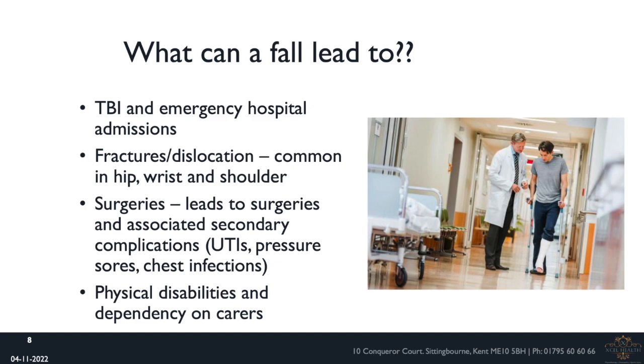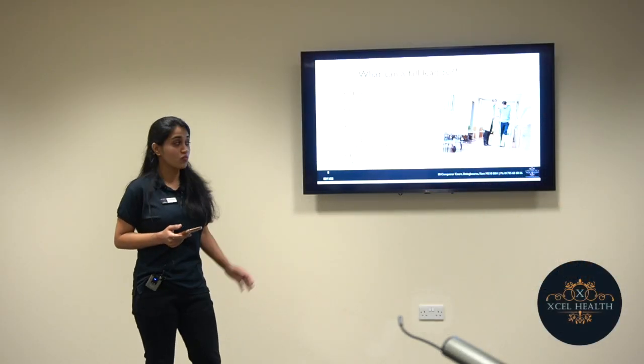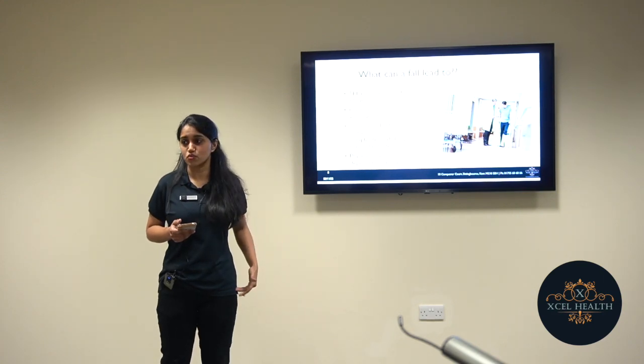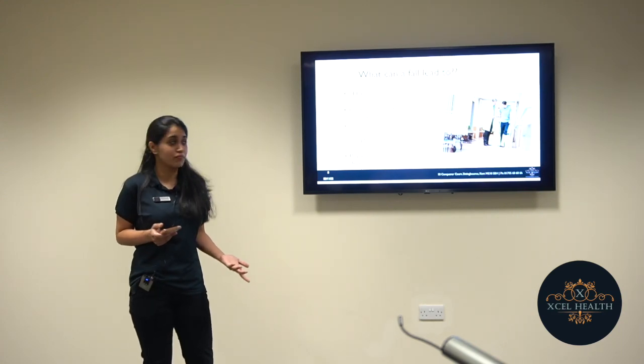Then the second thing is fractures and dislocations. It is very common to have fractures in your hip, wrist and shoulder. These are the commonest ones seen, but that doesn't mean that you cannot damage other parts of your body, obviously. And if you're frail, say you're 60 years old and you have a hip fracture, what would that lead to? Something like a total hip replacement, because that's all you can possibly do.